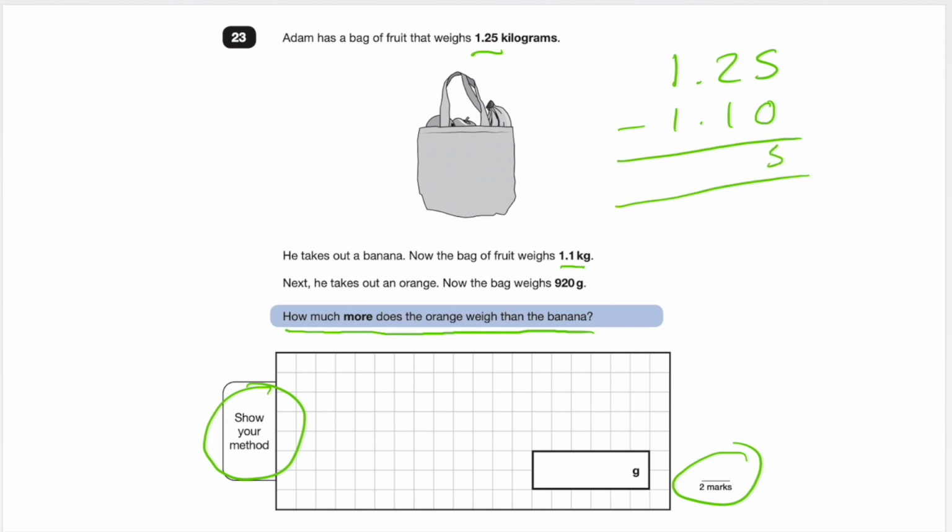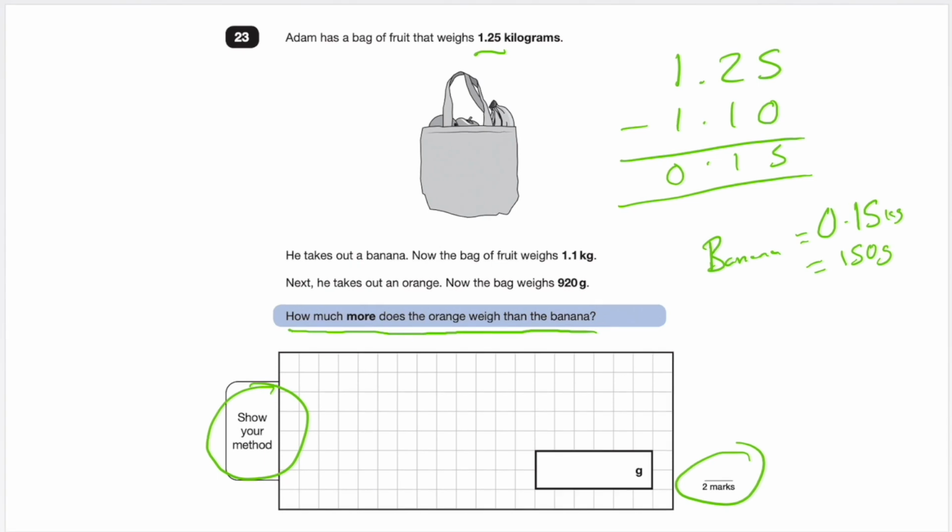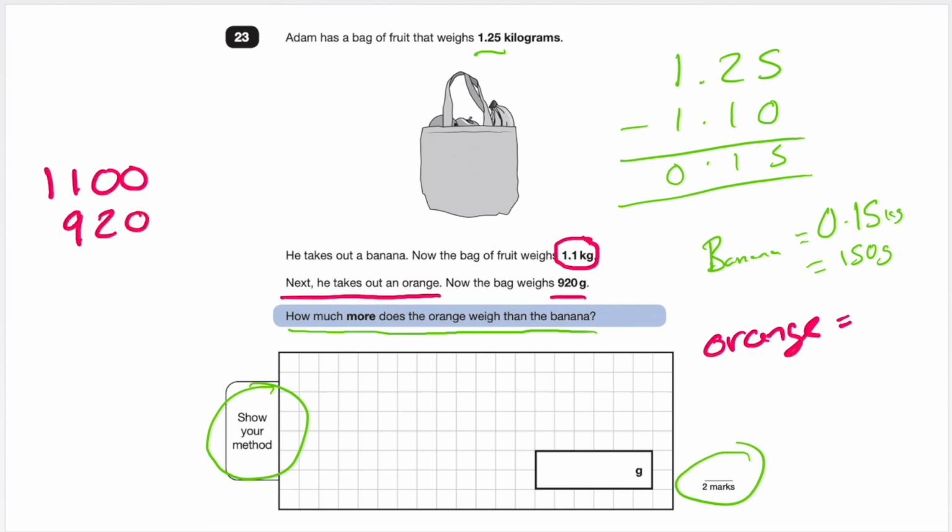5 subtract 0 is 5. 2 subtract 1 is 1, decimal, 1 subtract 1 is 0. So my banana must weigh 0.15 kilograms or 150 grams. So now we need to work out how much the orange weighs. So we can see that it says next he takes out an orange. So the bag was weighing 1.1 kilograms now, which is 1,100 grams. And he takes out the orange and it now weighs 920. So if we subtract that 920 away from the 1,100, we're left with 180. So therefore my orange must weigh 180 grams.